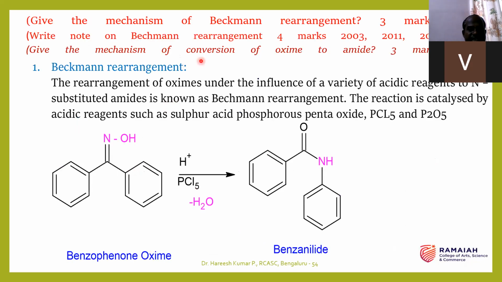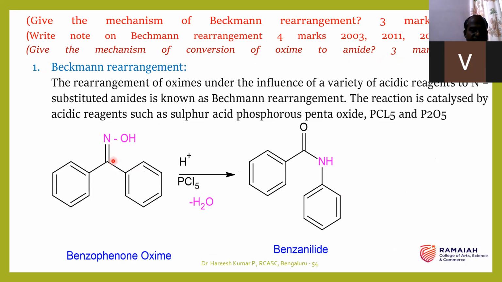So then what will happen? It's a Beckmann rearrangement. Give the mechanism of Beckmann rearrangement, 3 marks question in 2008. Write a note on Beckmann rearrangement, 4 marks question in 2003, 2011, 2012, 2013. One more question is also framed: give the mechanism of conversion of oxime to amide. It's again a 3 marks question. So here what is happening?